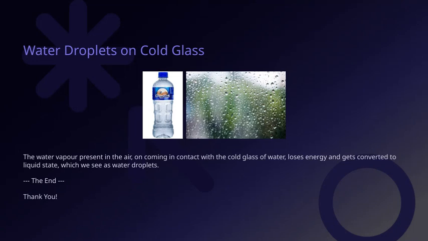Water droplets on cold glass. So, what's really happening here? Well, the water vapor in the air is actually surrounding the glass. When this vapor comes into contact with the cold surface of the glass, it starts to lose energy. As it loses energy, it changes from a gas into a liquid. That's what we see as those tiny water droplets gathering on the glass. This process is a perfect example of condensation, which is a key concept in understanding how water changes states. It also ties back to the overall theme of how temperature and energy transfer affect water in different forms.